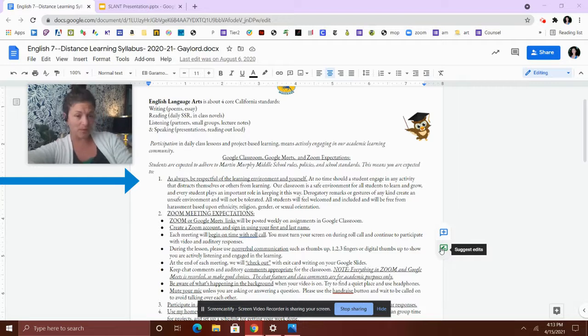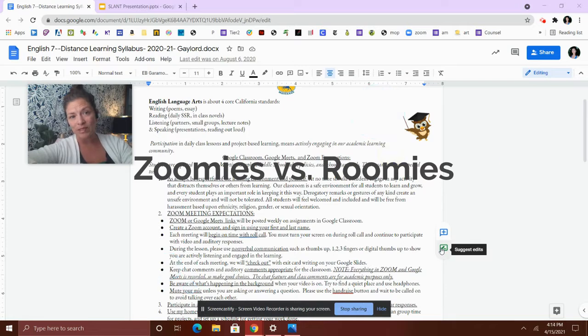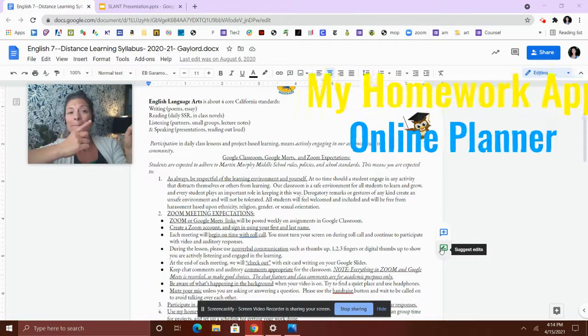In your Zoom, if you're a Zoomy kid, make sure that you check weekly on Google Classroom. This is where you can find your online binder that helps you to organize everything for the week, as well as your weekly activities, which you should be posting on My Homework app.